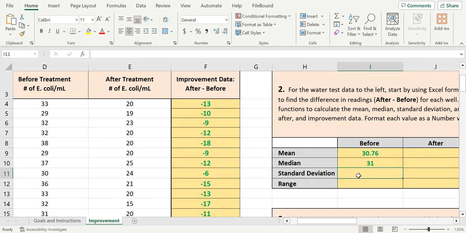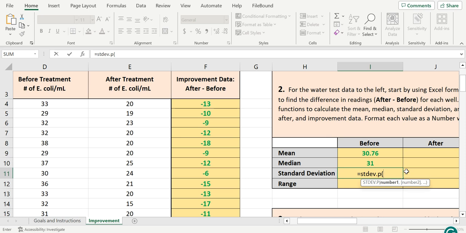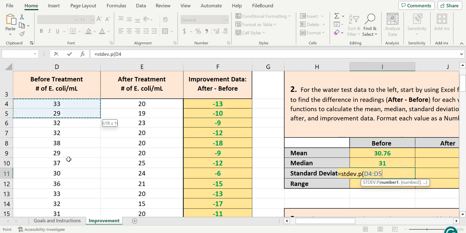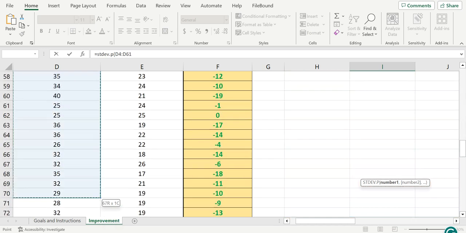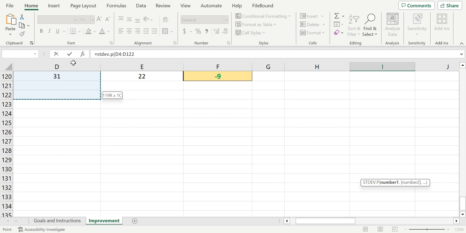Standard deviation, we're going to use the stdev.p. You have a couple of options for standard deviation. The .p is for a population, .s is for a sample. We're going to go ahead and assume we have the entire population, so we're going to use the P one. We're going to open the parentheses, and then again highlight the appropriate data, close the parentheses, and hit enter. Ooh, I went too far.